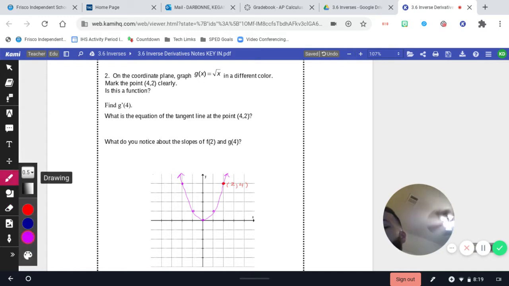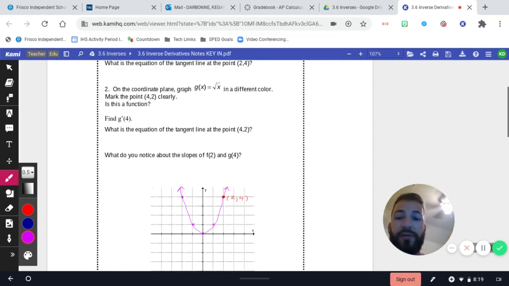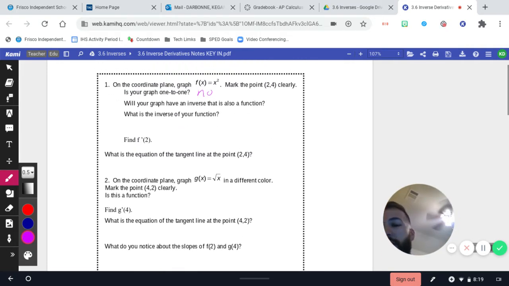Essentially this just means that if we were to try and take our inverse, which remember is that reflection across the line y equals x, that switching of the points, if we were to reflect across, our inverse would fail the horizontal line test. So that's what it means by the inverse not being a function. Okay, so we would say no.